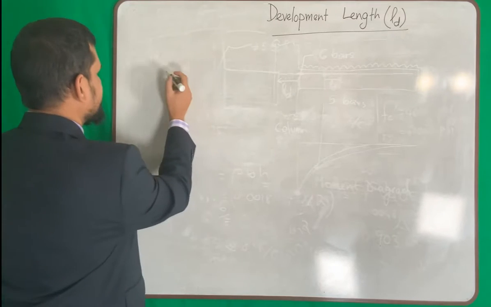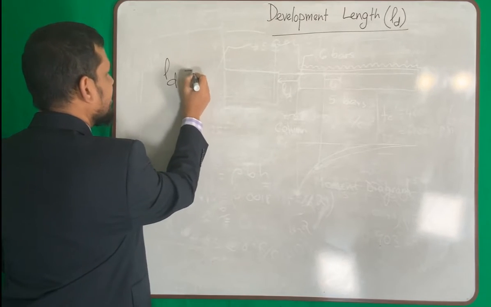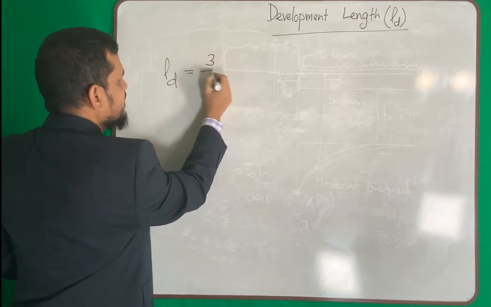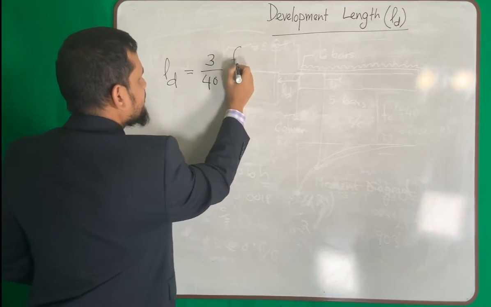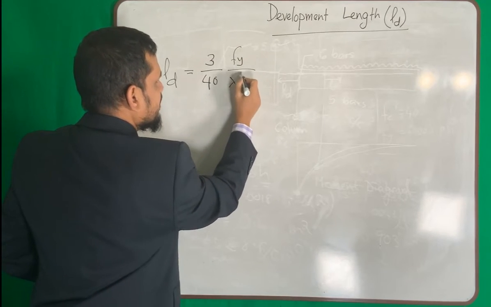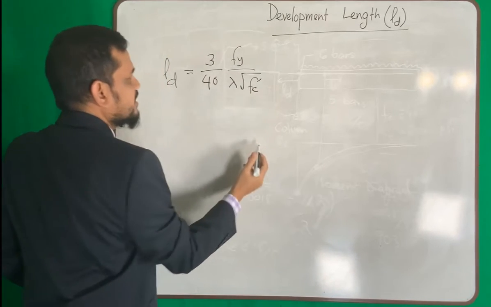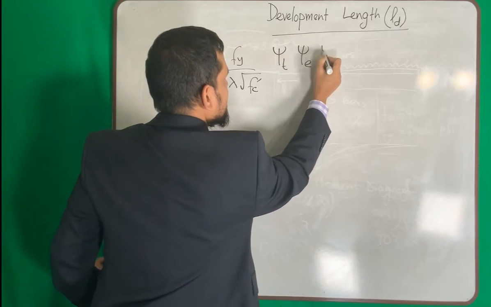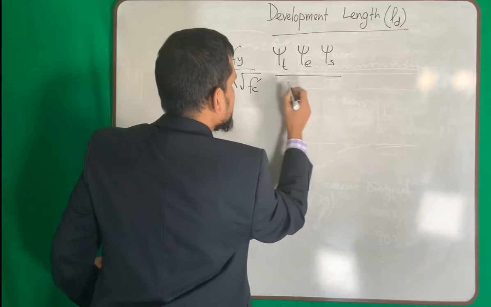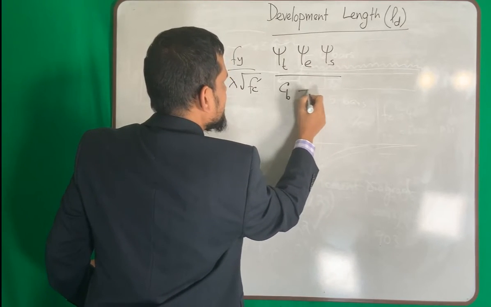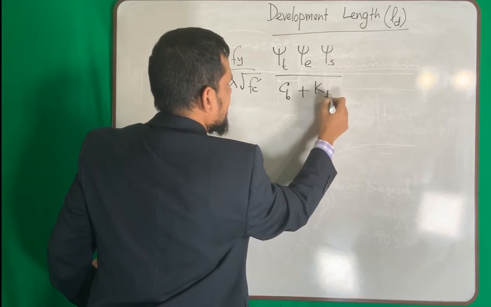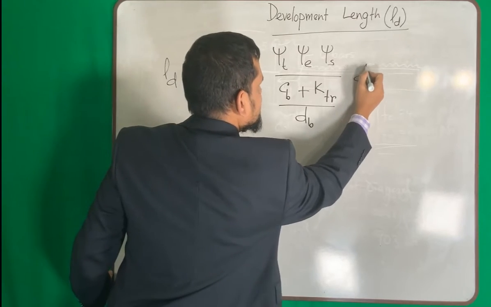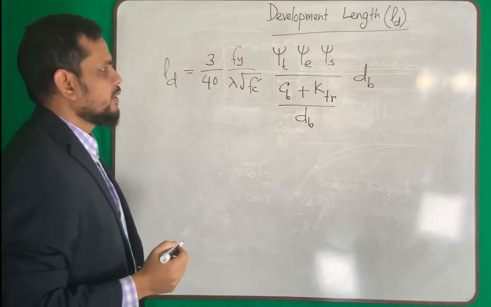In your book, the equation is development length Ld. L means length, d means develop. It is 3 divided by 40, Fy, lambda, square root of f'c, psi t, psi e, psi s, divided by (cb plus Ktr) over the diameter of the bar, times the diameter of the bar.